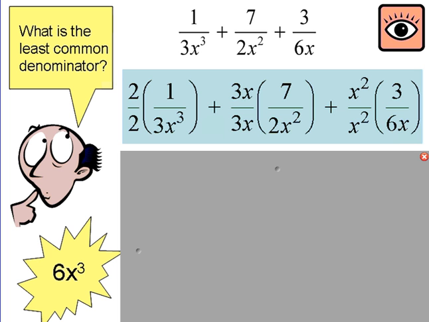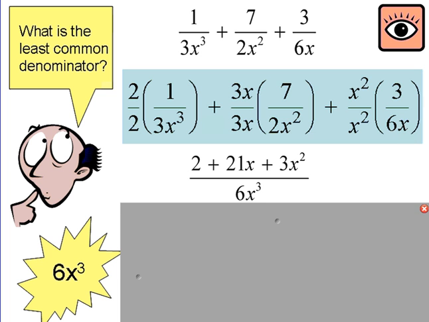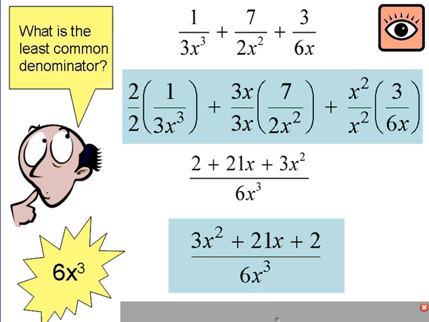So we're going to multiply each of them by a fraction of 1, as denoted here. And then multiply our numerators now. 2 times 1, 3x times 7, and 3 times x squared. That will give us 2 plus 21x plus 3x squared, all divided by 6x to the third. Let's rewrite the numerator in descending order, and we'll get 3x squared plus 21x plus 2, all divided by 6x to the third. This does not factor any further, so then this is as simple as it gets.